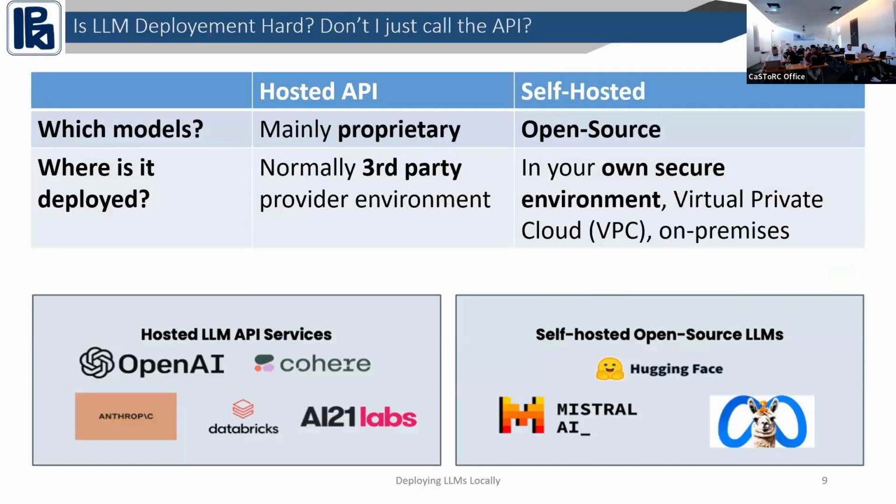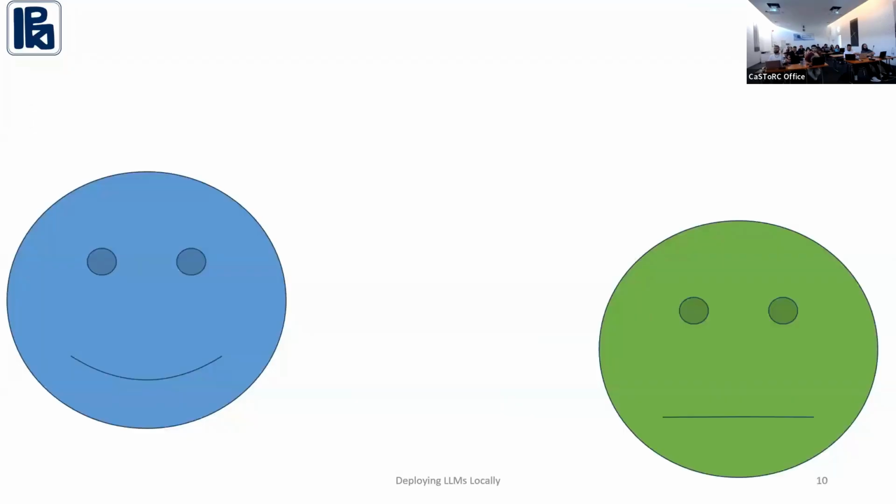But in doing so, there are some intricacies that you need to deal with. So, for example, the first question is, what models are you going to use, right? You have hosted APIs that mainly have proprietary models, and then you can have self-hosted APIs that have open source models and so on. And this varies in where they are deployed. For example, the hosted APIs are usually by some third-party provider. So you have OpenAI, Anthropic, Databricks, and so on. And then you can have the self-hosted open source LLMs that are hosted on Hugging Face, or you can get other models as well and host them on your own machines.